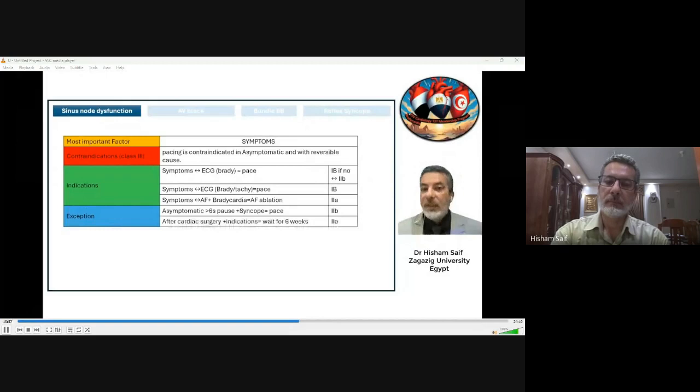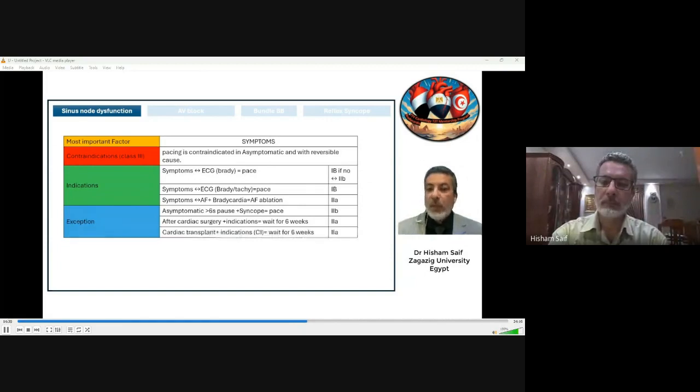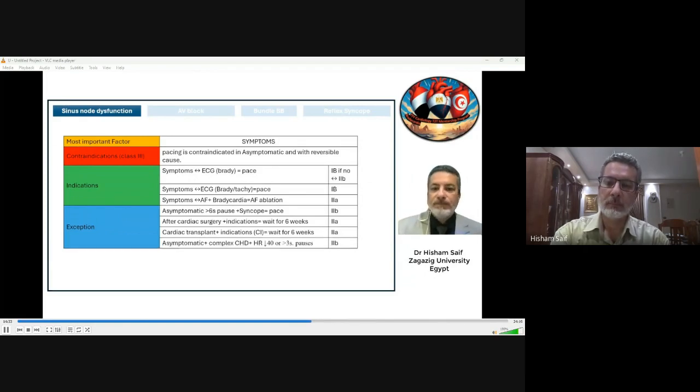The second exception is if the patient is symptomatic with an ECG showing sinus node dysfunction, and there is a strong correlation between both the symptoms and ECG, but this condition occurred after cardiac surgery. We should wait for at least 6 weeks for the possibility of spontaneous recovery before offering a permanent pacemaker. The third exception is similar to the previous one, but the cause is cardiac transplantation rather than cardiac surgery. Also, we should wait for 6 weeks for possible recovery.